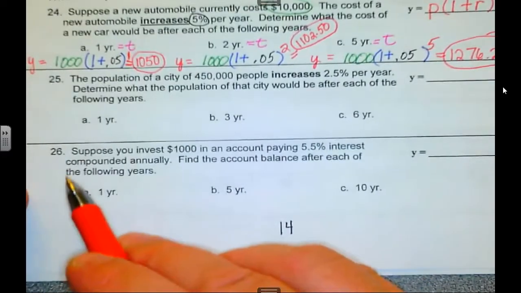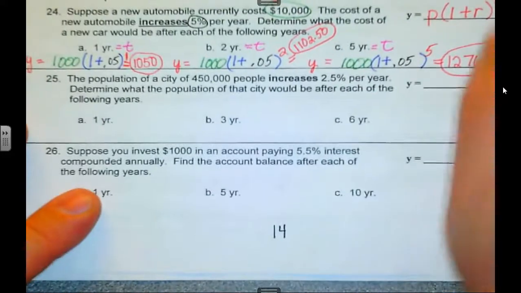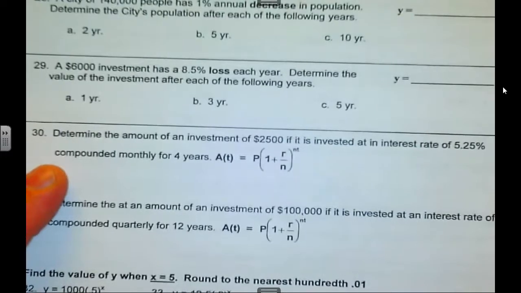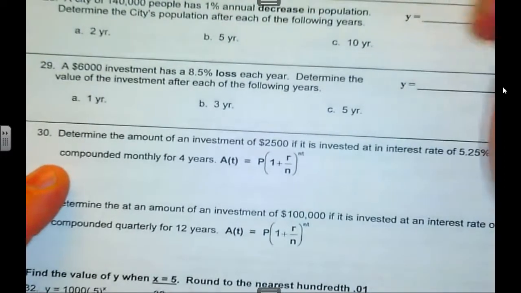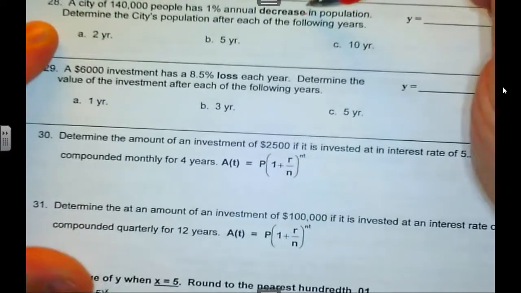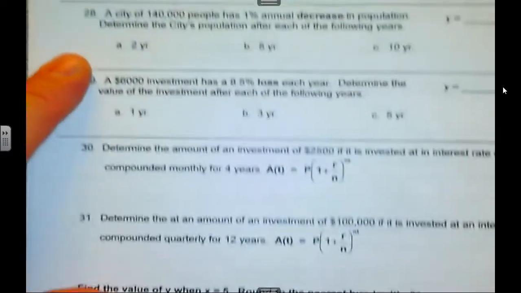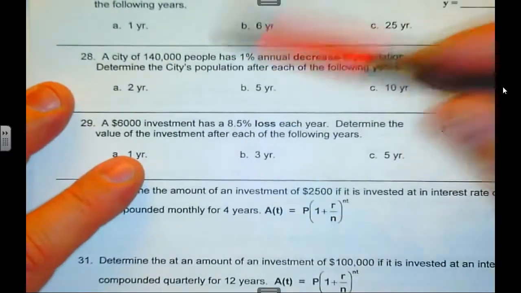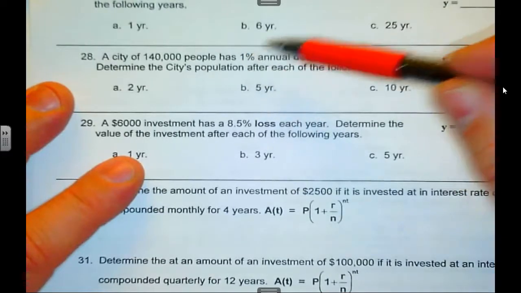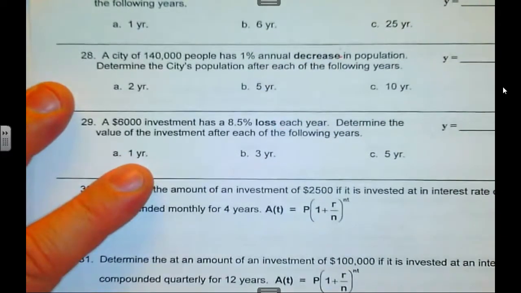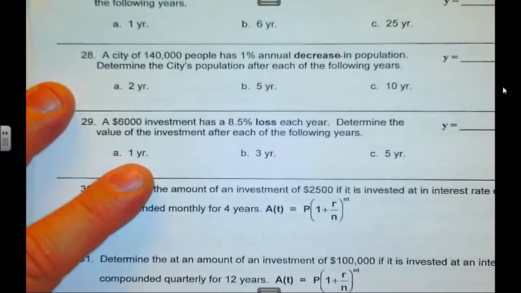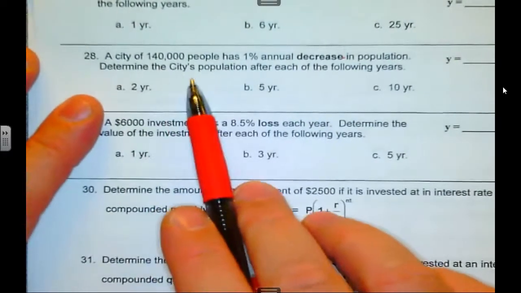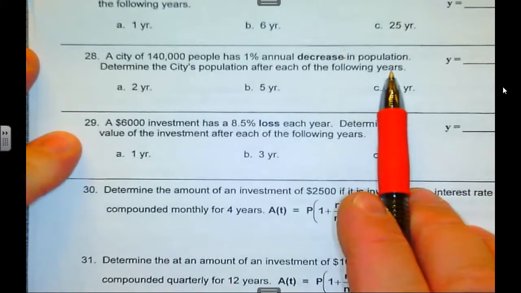Okay, we're still on growth. This is growth. Here's a decrease. So this is going to be a decay problem, right? 28. A city of 140,000 people has 1% annual decrease in population. So this is going to be a decay, decrease. Instead of 1 plus R, we're going to have minus. Determine the city's population after the following years.